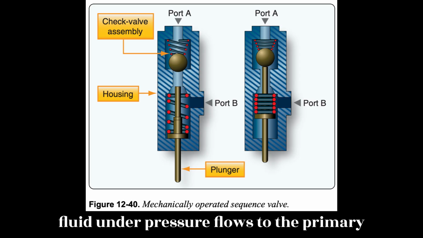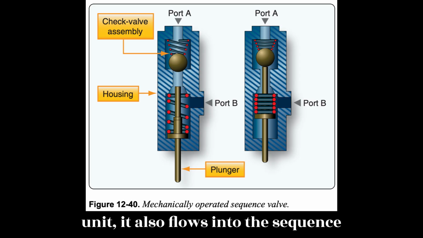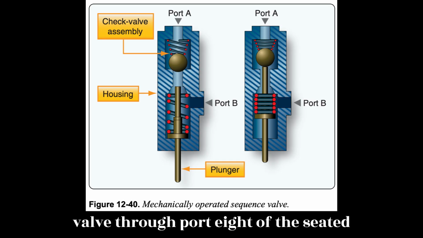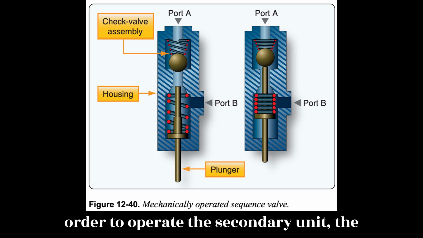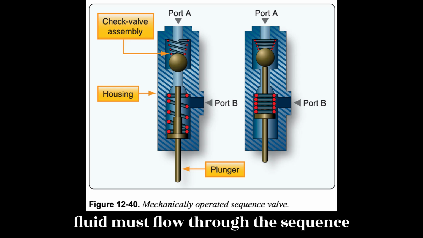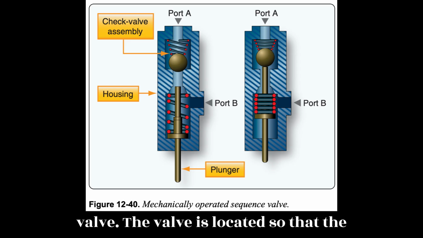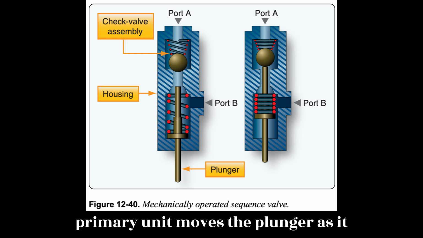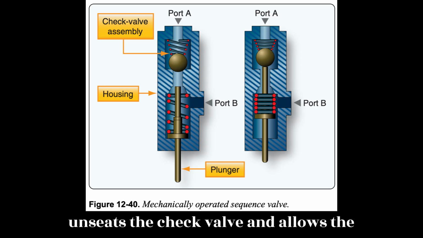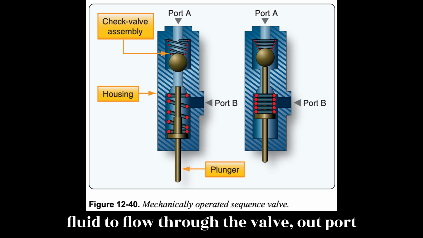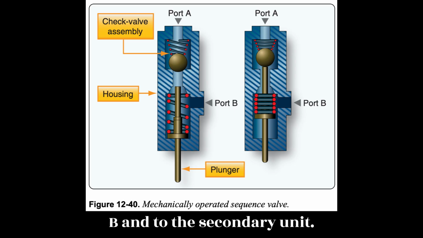When fluid under pressure flows to the primary unit, it also flows into the sequence valve through port A to the seated check valve and the sequence valve. In order to operate the secondary unit, the fluid must flow through the sequence valve. The valve is located so that the primary unit moves the plunger as it completes its operation. The plunger unseats the check valve and allows the fluid to flow through the valve, out port B, and to the secondary unit.